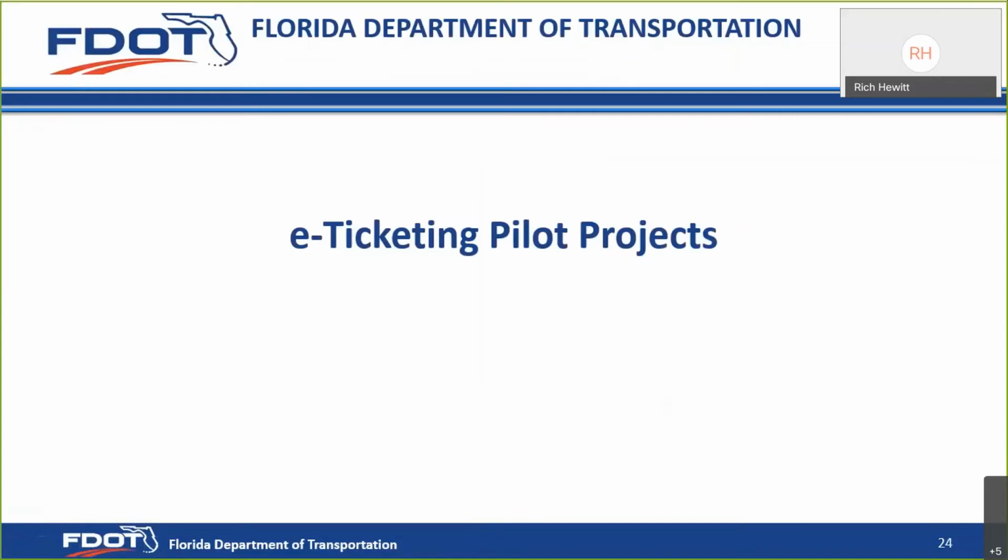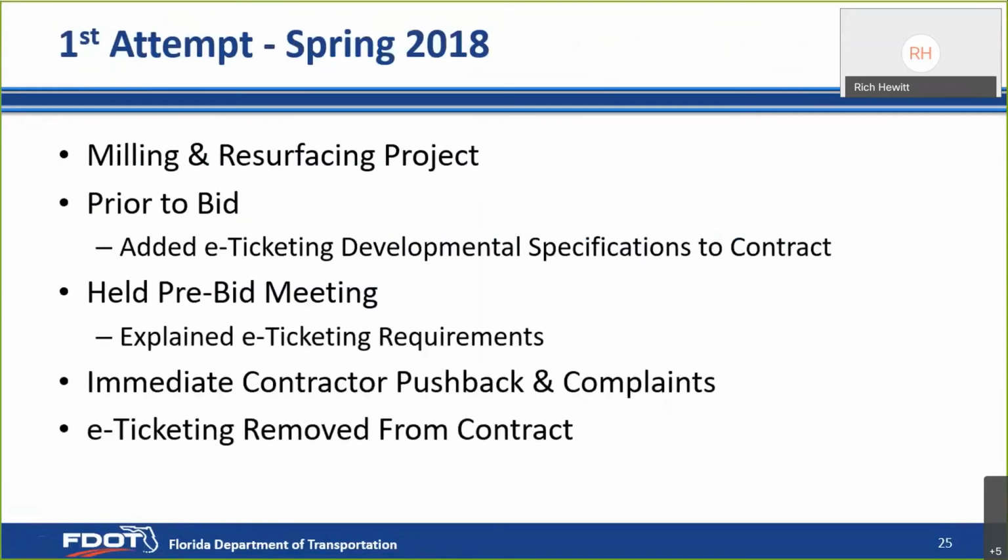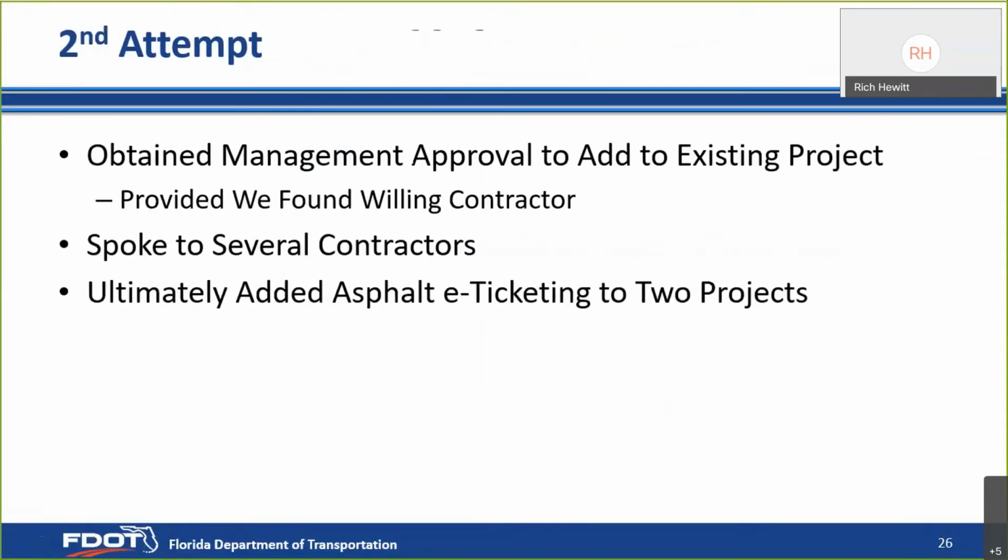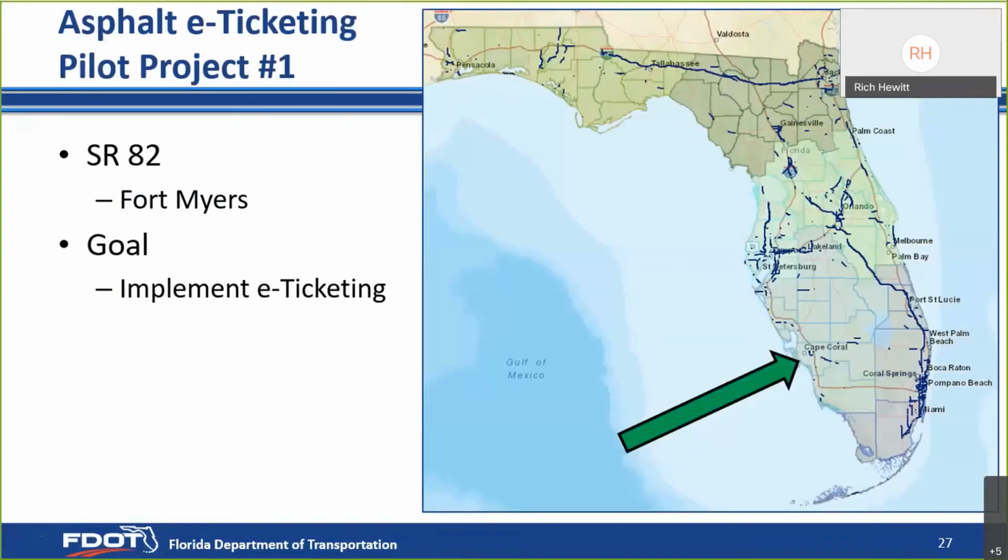Now, our first attempt was to add more of a standard e-ticketing software to a project. We tried to do that prior to bid. We held a pre-bid meeting, and we had immediate contractor pushback and complaints, and so it was initially removed from the contract. For our second attempt, we obtained management approval to add it to an existing project, provided we could find a willing contractor. We spoke to some contractors and eventually added it to two pilot projects in Fort Myers, and the goal was just to see if we could implement one of these e-ticketing systems.